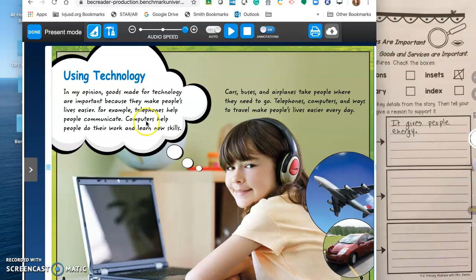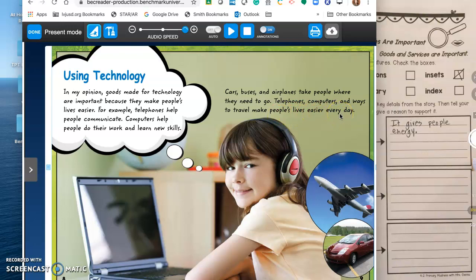Here's technology. Using Technology. In my opinion, goods made for technology are important because they make people's lives easier. For example, telephones help people communicate. Computers help people do their work and learn new skills. Cars, buses, and airplanes take people where they need to go. Telephones, computers, and ways to travel make people's lives easier every day.